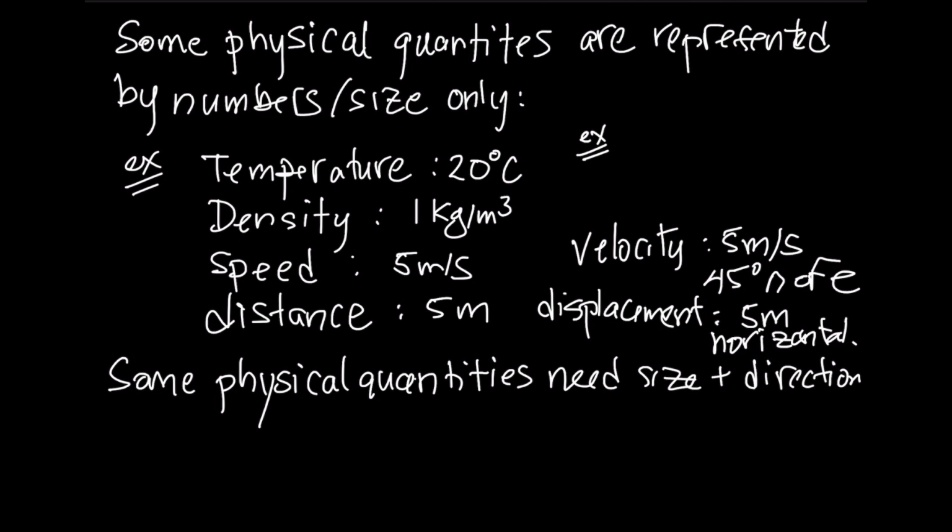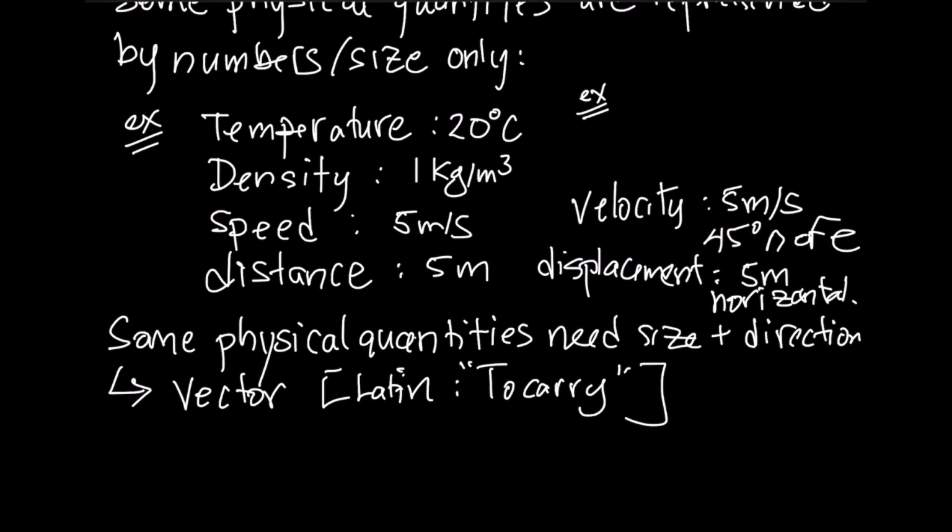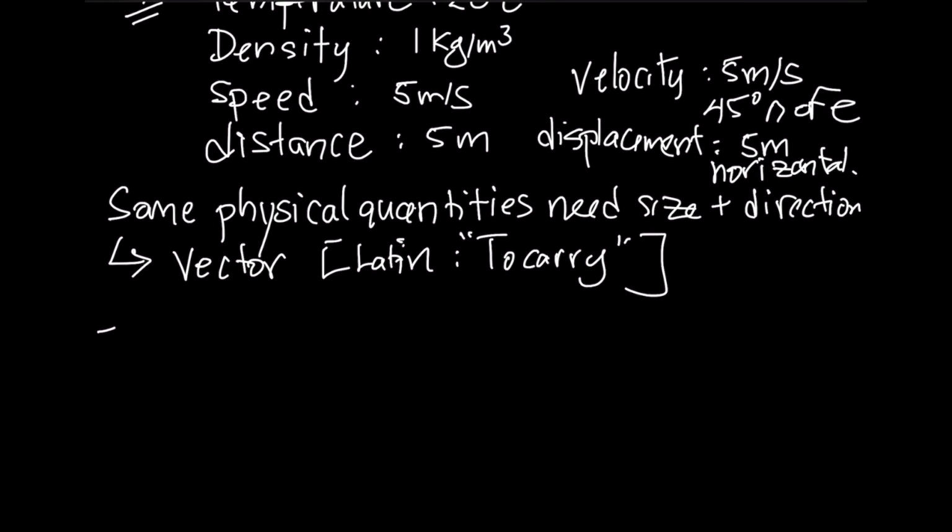This difference in requirements led mathematicians to talk about a new type of object called a vector. This word has Latin origins, and the word vector in Latin means to carry. And that implies that we are somehow interested in moving things. Now, it's very natural to represent vectors as arrows.